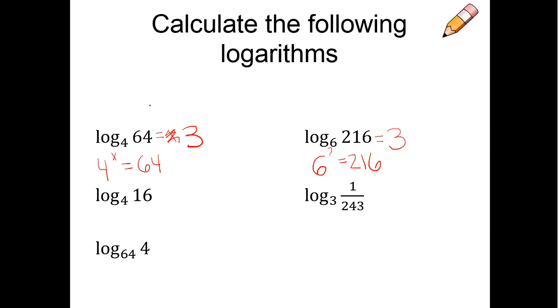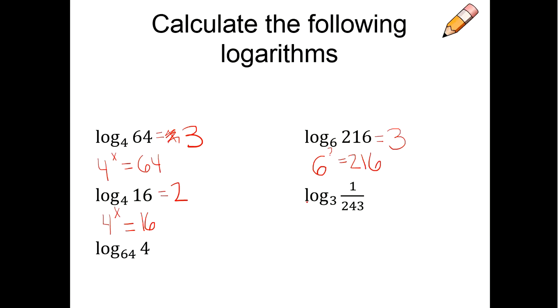Let's try the same thing with log base 4 of 16. So I know 4 to some power has to give us 16, which is 4 to the second, right? 4 to the second equals 16. So log base 4 of 16 equals 2, because 4 to some power equals 16, and that power is 2.